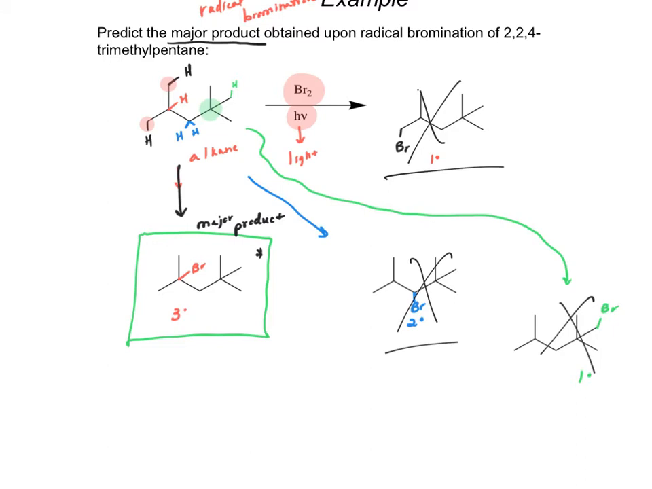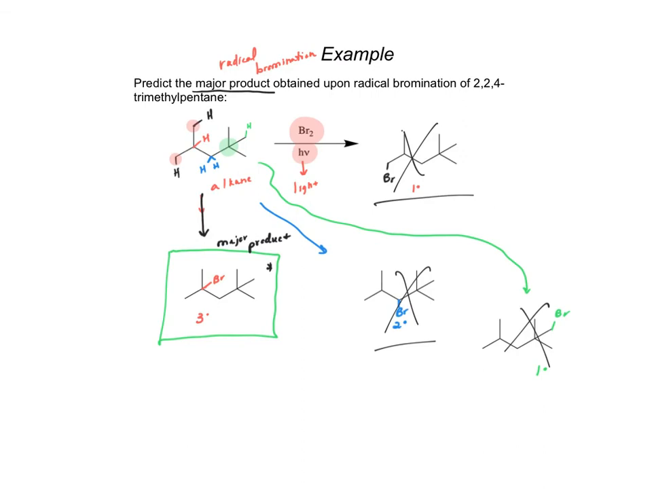So the question is, what does the major product obtain upon bromination? Your answer here would be this guy, which is very similar to determining the weakest bond that we did before. Again, you're looking for who's actually going to form that most stable radical. The tertiary radical is the most stable radical in this example.